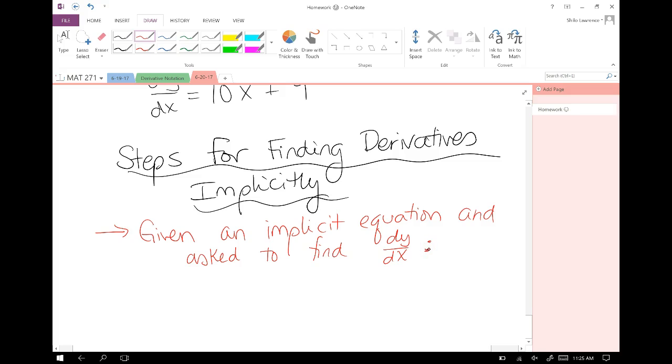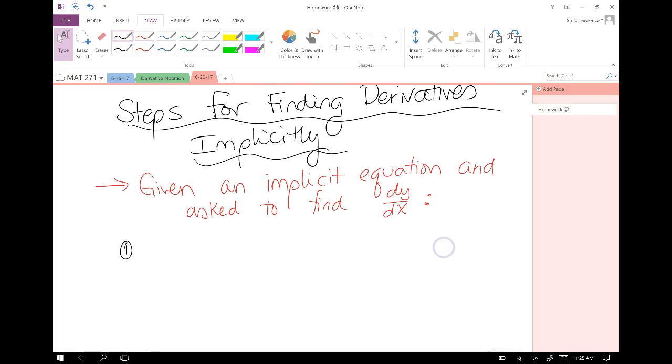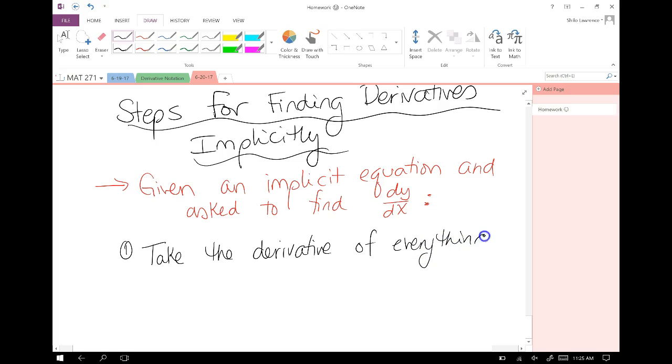So we have to remember what implicit means. It means it's not solved for y. The x's and y's are kind of jumbled together. We're going to go through and take the derivative of everything in the equation with respect to x.